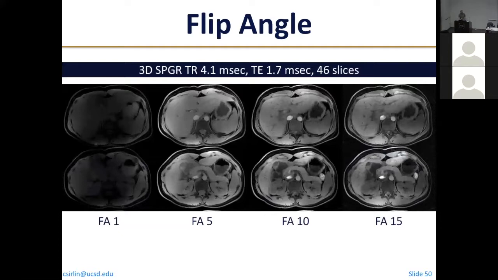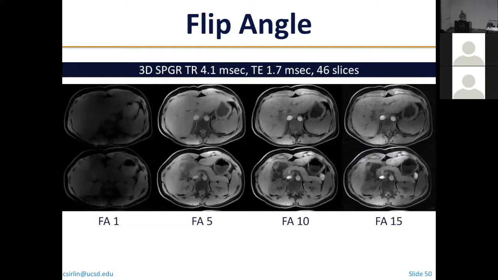But what I want you to notice here again is that with flip angle 1, there's very low signal to noise. As the flip angle increases, the signal to noise increases. As the signal to noise increases, the T1 weighting increases. And if you don't believe me, what I want you to look at now is the liver, the pancreas, and the spleen. Does everyone here agree that the spleen is darker than the pancreas and the liver? I think the answer is yes. Everyone probably agrees that the spleen looks darker.